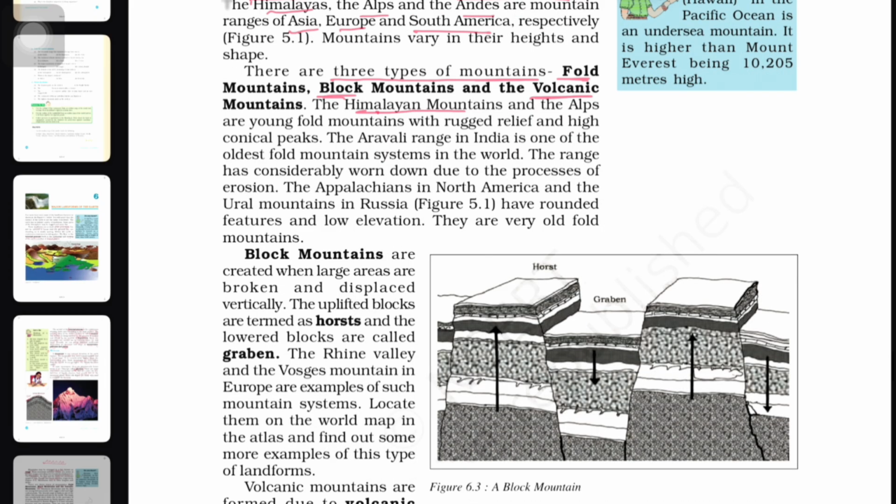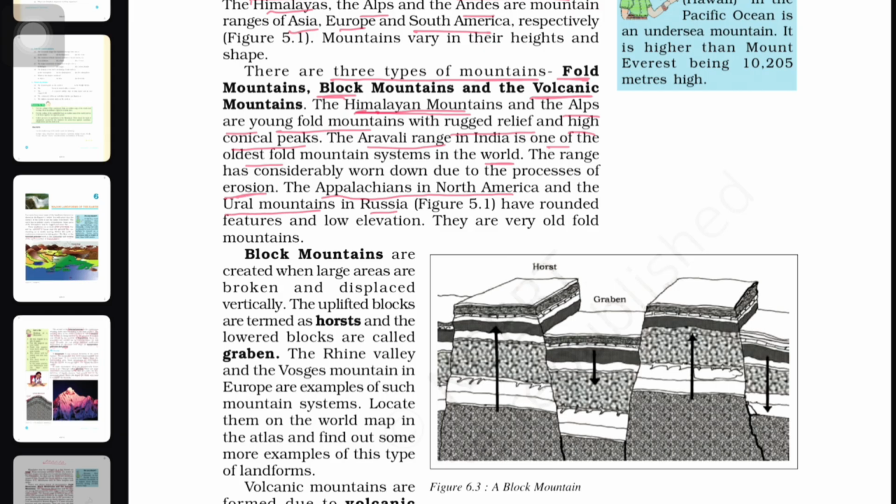The Himalayan mountains and the Alps are young fold mountains with rugged relief and high conical peaks. The Aravalli range in India is one of the oldest fold mountain systems in the world. The range has considerably worn down due to the process of erosion. The Appalachians in North America and the Ural Mountains in Russia have rounded features and low elevation. They are very old fold mountains.